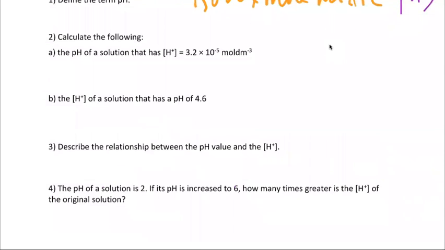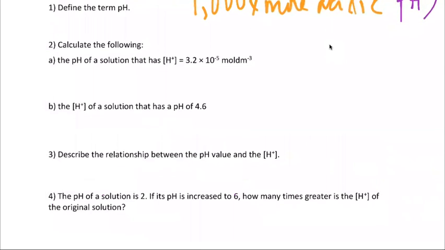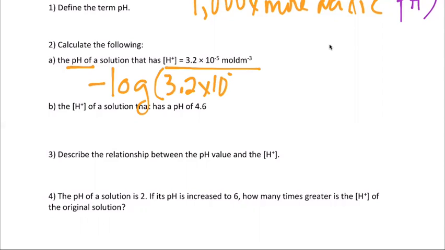So here, there are some practice questions. Some of them are going to ask you to do basic calculations. For example, it says calculate the pH of a solution given this hydrogen ion concentration. This is where you would literally just plug into your calculator: negative log of 3.2 times 10, you use the E button, to the -5th, and that's going to give you your answer.